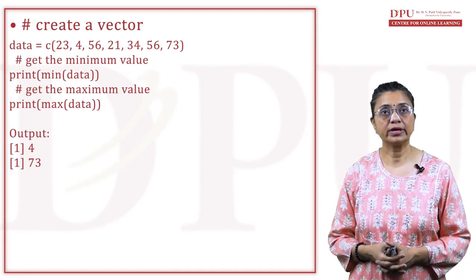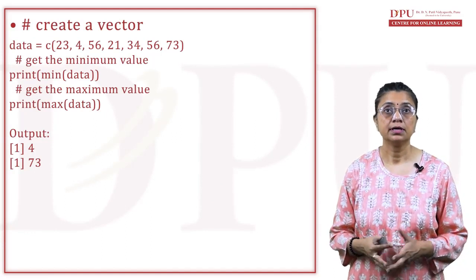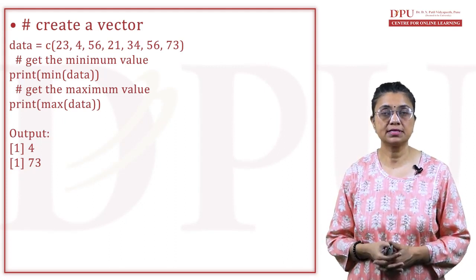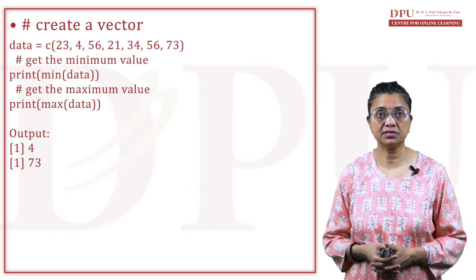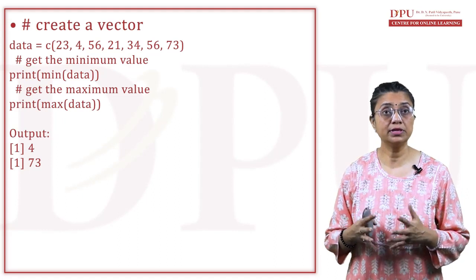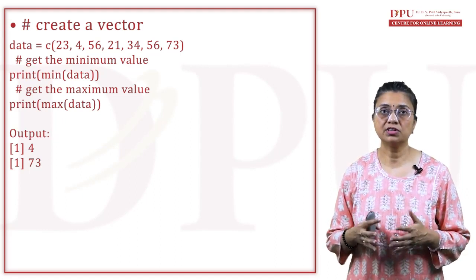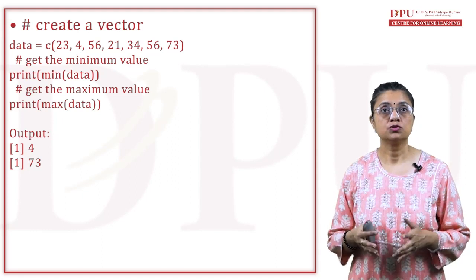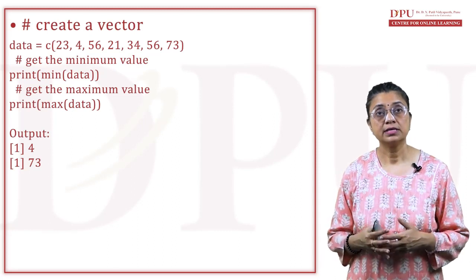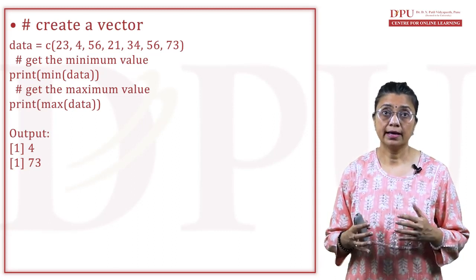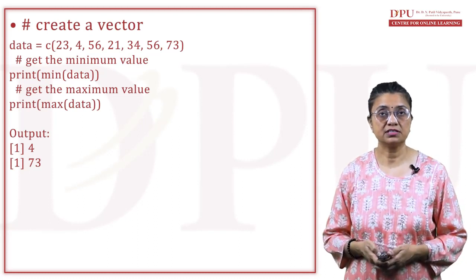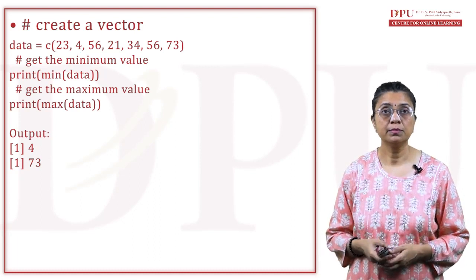Now let's create a vector and understand some more concepts. I'm creating a vector data where the values are 23, 4, 56, 21, 34, 56 and 73. I want to get the minimum data. What will I do? I will write print. Within print, I'll call the min function, and within the min function, I'll call the data variable. So I'm returning the minimum value, which is 4. Then I print max, and within max, I pass data, and then my data maximum value is 73. So that is how I've created a vector, and I'm printing the minimum and maximum.